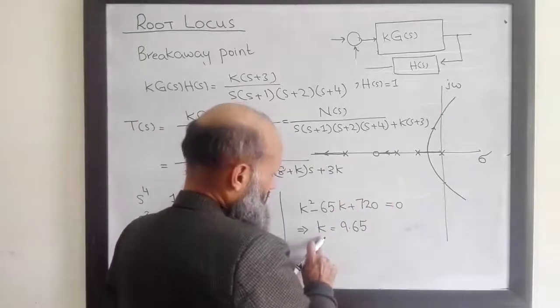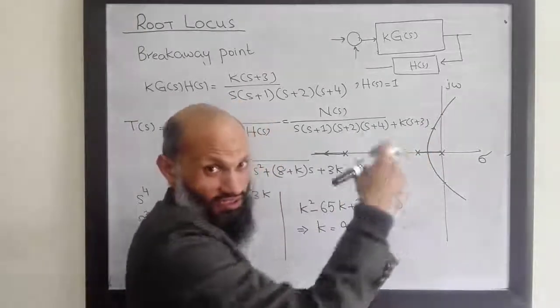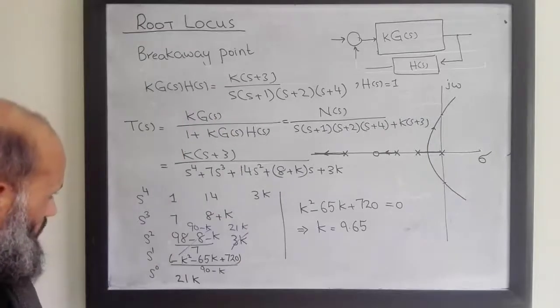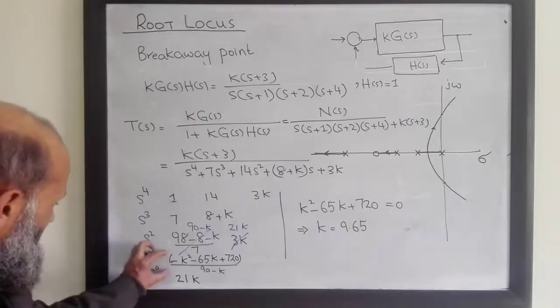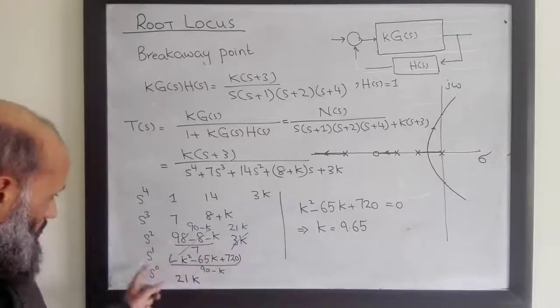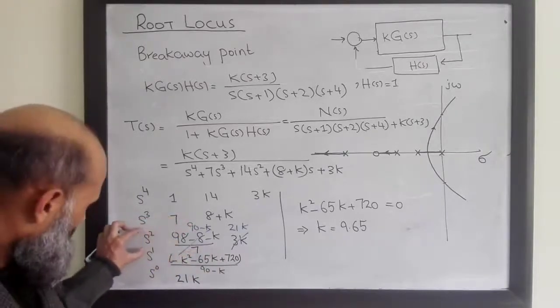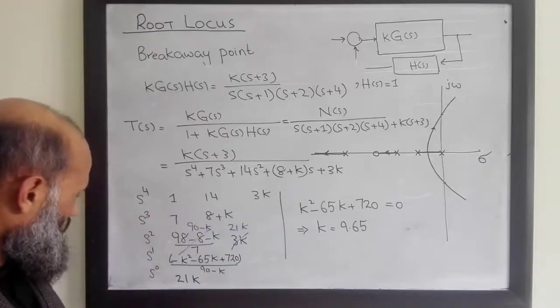This is the gain corresponding to this point. Where is this point actually? What is the value of that s? We know that if an entire row is equal to 0 in Routh's table, we can construct a polynomial from the row above the 0 row.